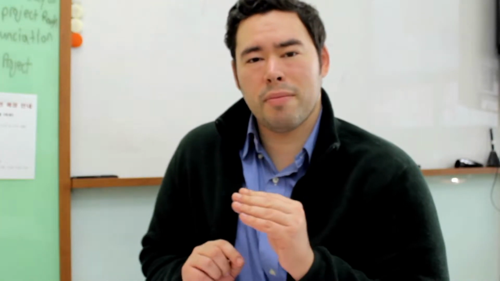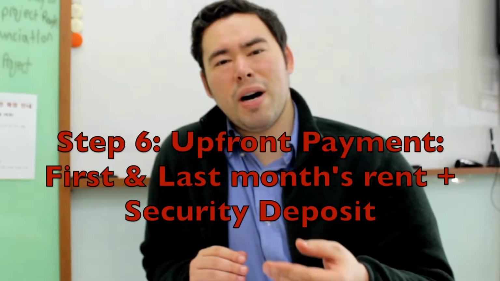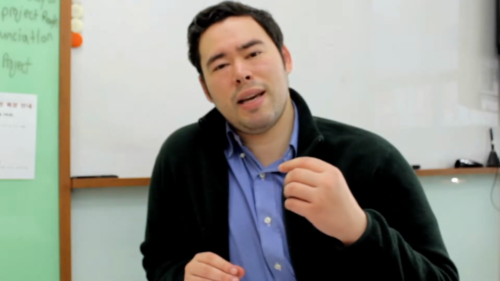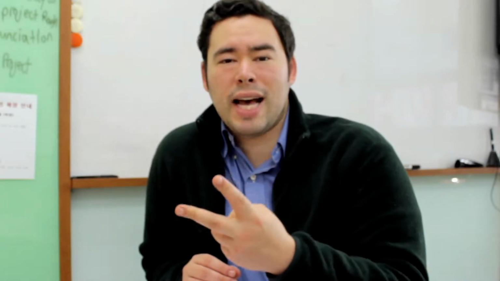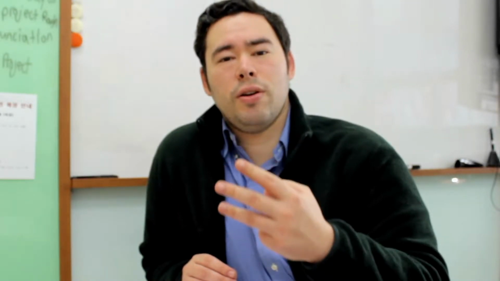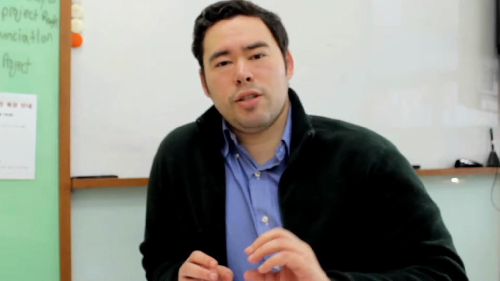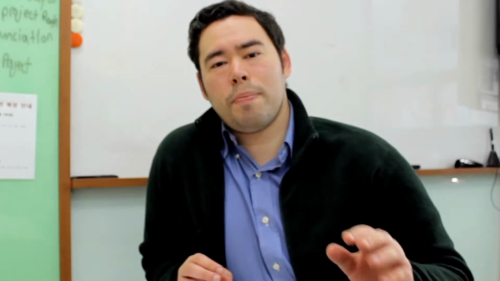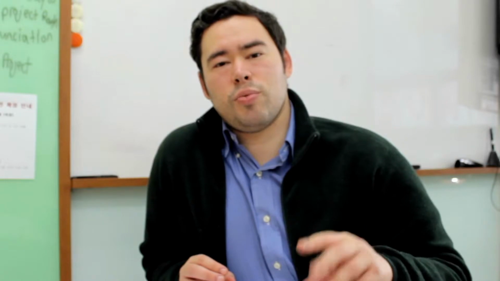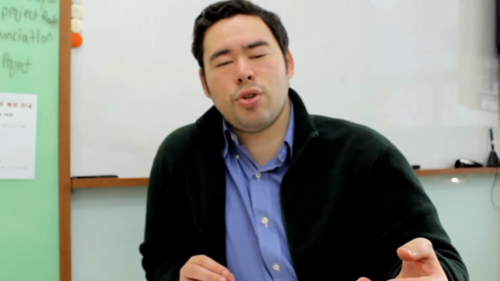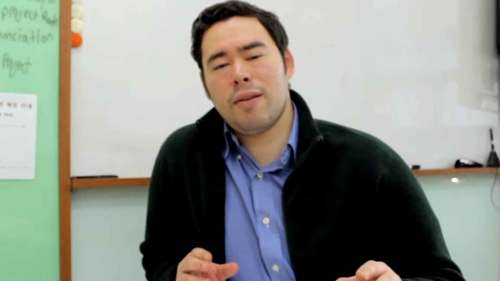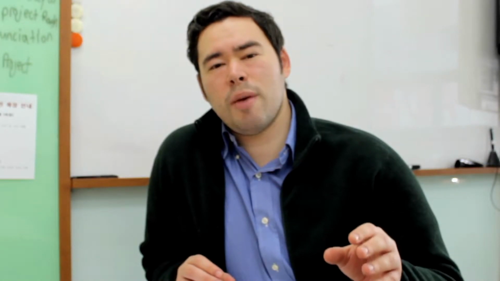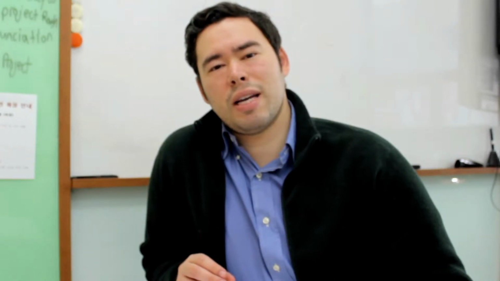Step 6, the apartment manager is going to ask for you to provide some money up front in the beginning. And this money is going to be the first month's rent, sometimes also the last month's rent, and then also a security deposit. A security deposit is money you give to the apartment manager so that after you move out, they can do repairs and cleaning so that the apartment is ready for the next person to move in after you are gone. Now, if you take very good care of your apartment, they won't need to clean and they won't need to do any repairs, and you can get some or all of that security deposit money back.